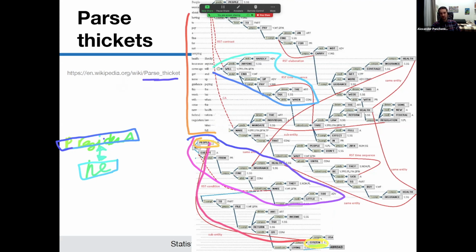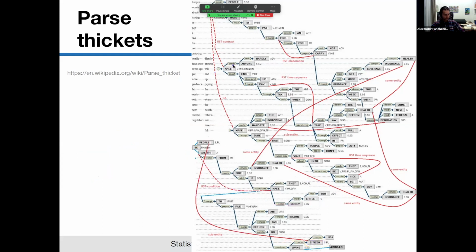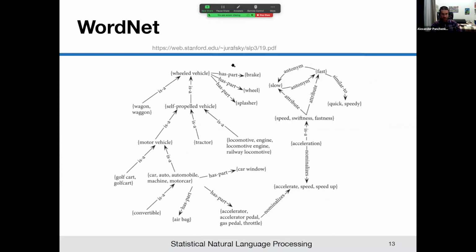And again, you see here some tree structure, some network structure where we have lots of nodes and lots of different relations between them which are connected to one another. Okay, this is another example. WordNet is a manually built lexical syntactic tree where again you have this taxonomic structure.